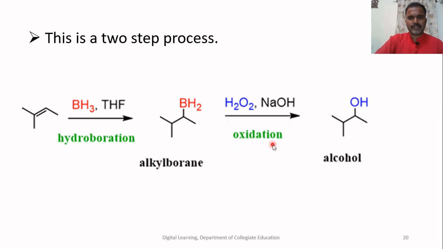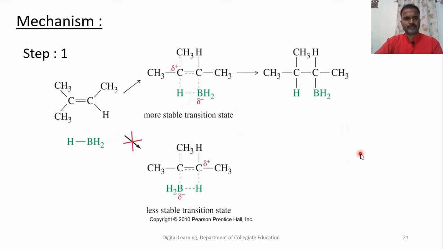The second step is oxidation. So, the alkyl borane formed reacts with hydrogen peroxide in the presence of a base like sodium hydroxide and gets converted into alcohol. Then how does this reaction proceed? Let us have a look at the mechanism.